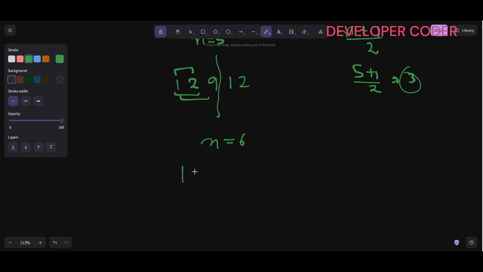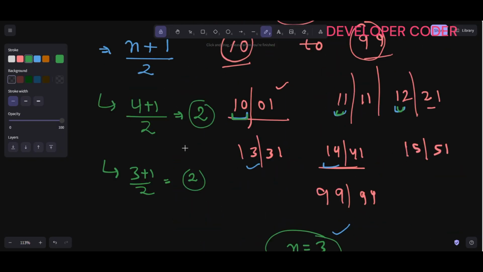For n is equal to 6, same way. Let's suppose this is a palindrome, 129 and here 921. So then also you are splitting in between, and if you apply the same formula, n plus 1 divided by 2, 6 plus 1 is 7, 7 divided by 2, you are going to get 3 only. So this is done. This is one general formula that I have derived.